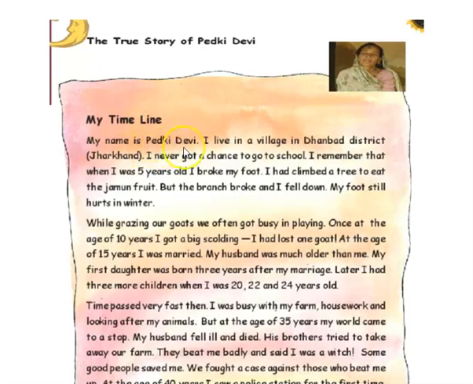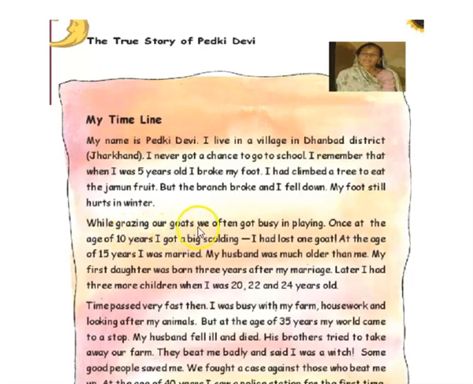My name is Pedki Devi. I live in a village in Dhanbad district, Jharkhand. I never got a chance to go to school. I remember that when I was 5 years old, I broke my foot. I had climbed a tree to eat the jamun fruit, but the branch broke and I fell down. My foot still hurts in winter.